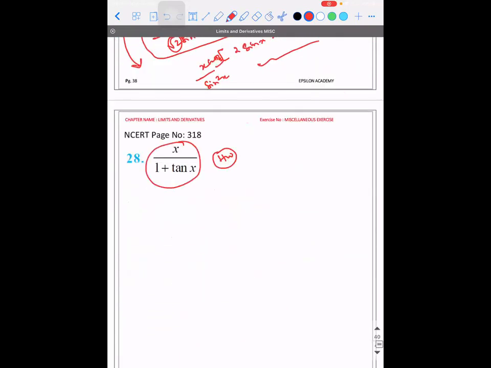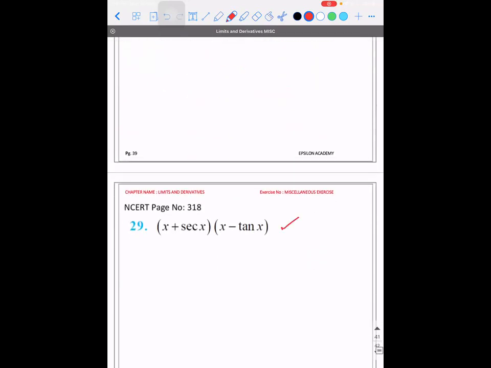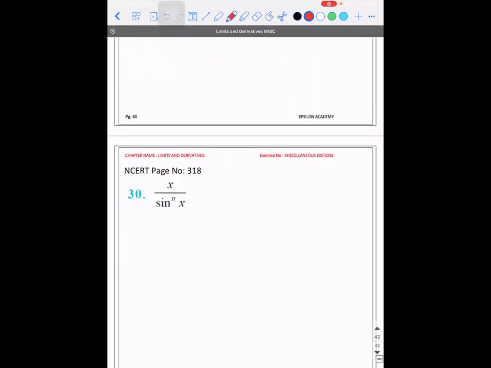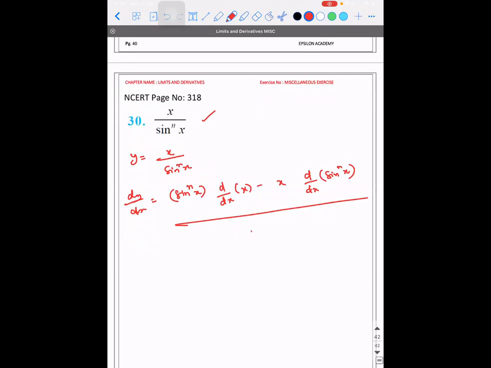So this one, homework again, quotient rule. This also homework. This also homework. Okay, this one alone I will do it. So y is equal to x divided by sine power nx. So dy by dx will be equal to sine power nx into derivative of x minus x into d by dx of sine power nx. The whole divided by sine power nx the whole square.